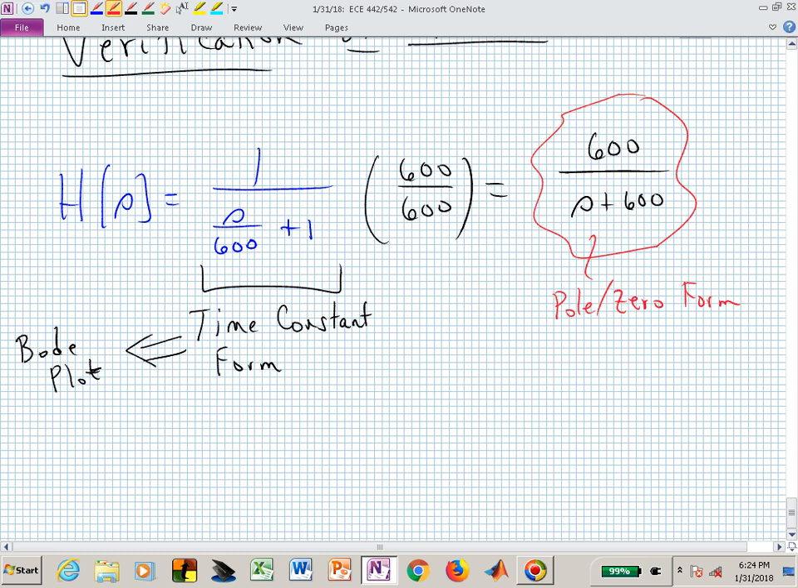Some people might talk about infinite zeros. You do have a zero at infinity. As S goes off to infinity, H of S vanishes. And that's what the definition of a zero is. But there's no finite value of S that causes that to vanish. There is a finite value of S that causes the denominator to vanish, or for H of S to go unbounded, and that's the value S equals minus 600. And this is useful if we're looking at a pole zero diagram.